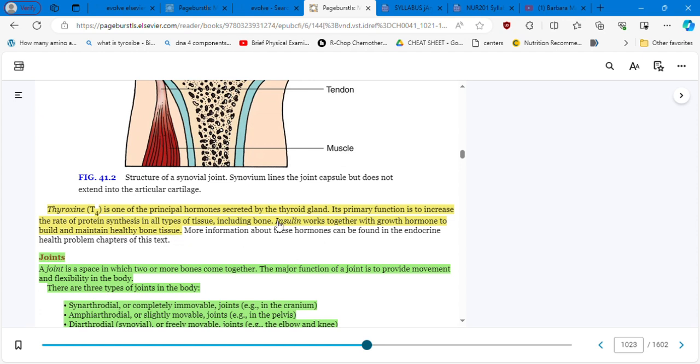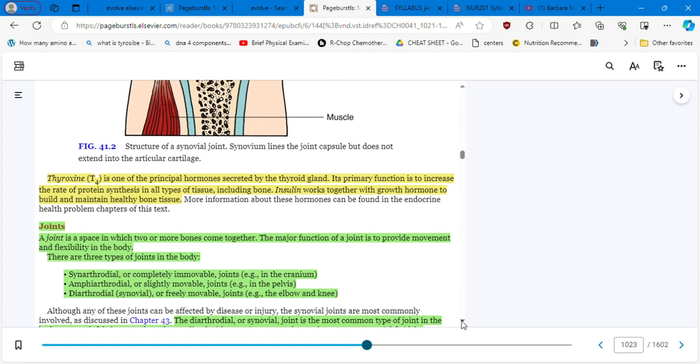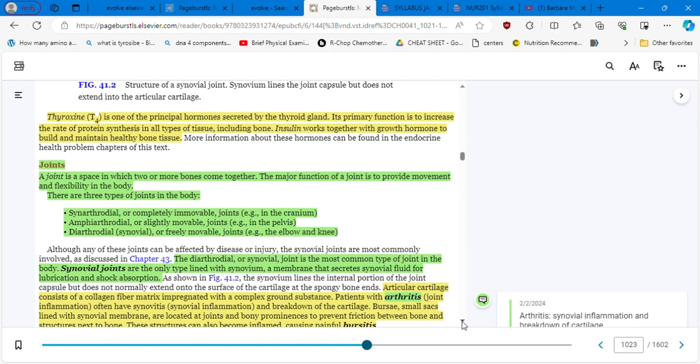Think about your diabetic patients right now. Okay, what consequence can this have with insulin in diabetics, and thyroxine T4 in patients that have hypothyroidism? They are not able to maintain this protein synthesis for good health in general, right?